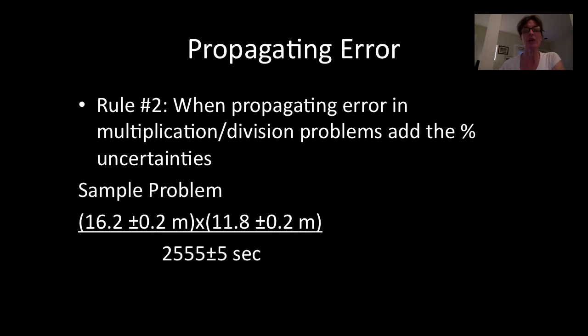So, propagating error. Rule number 2 tells us when we're propagating error in multiplication or division problems, we're going to add the percent uncertainties. So here's the sample problem. If I have 16.2 plus or minus 0.2 meters, and I'm going to multiply that times 11.8 plus or minus 0.2 meters, and divide that by 2,555 plus or minus 5 seconds, what will be my result?